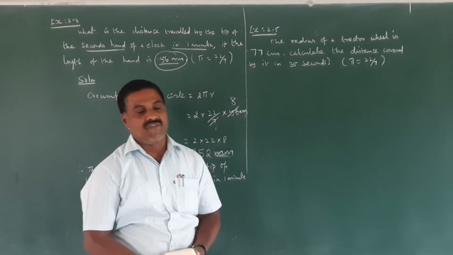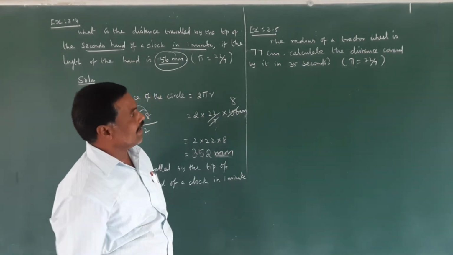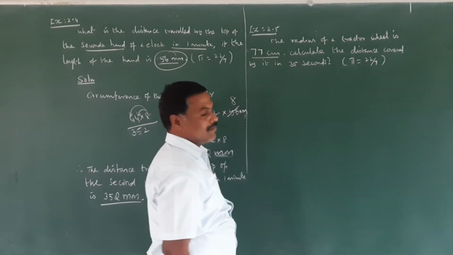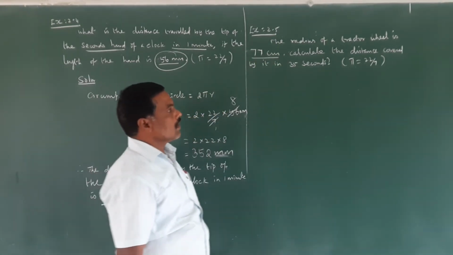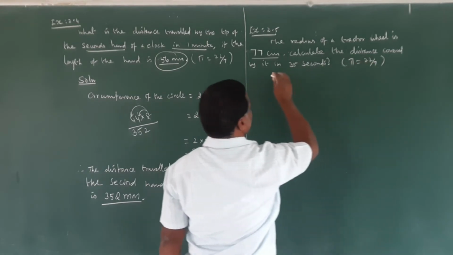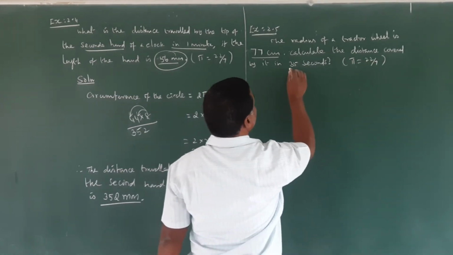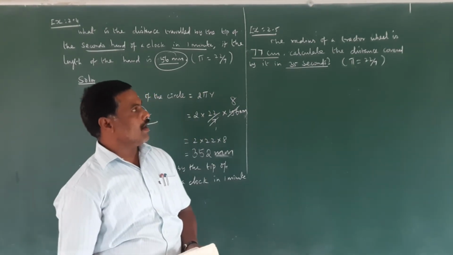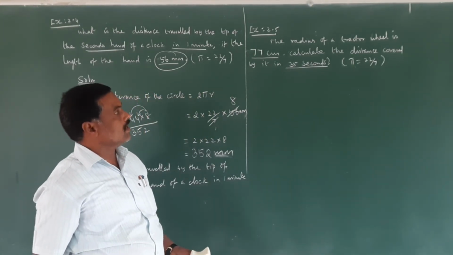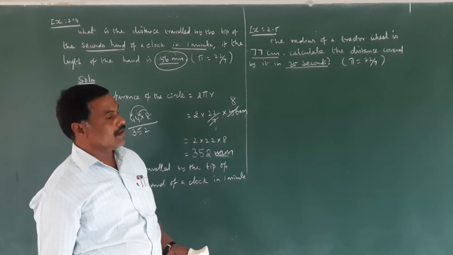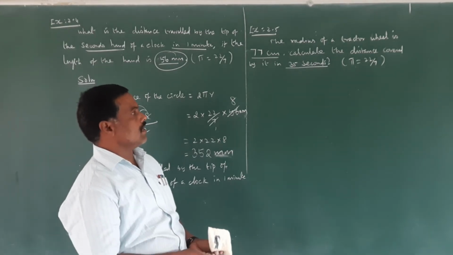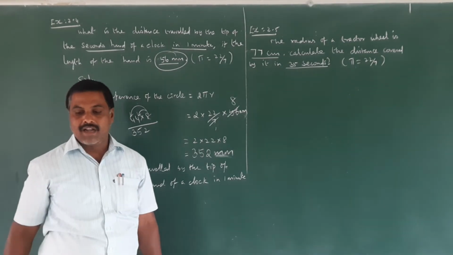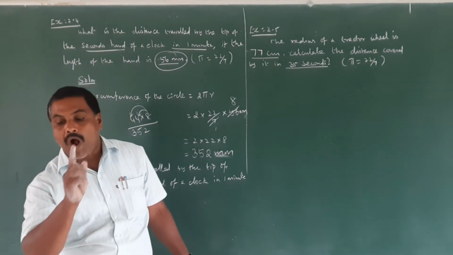Next question, example number 2.5. Now read the question first. The radius of the tractor wheel is 77 centimeter. Calculate the distance covered by it in 35 seconds. The radius of the tractor wheel is 77 centimeter.